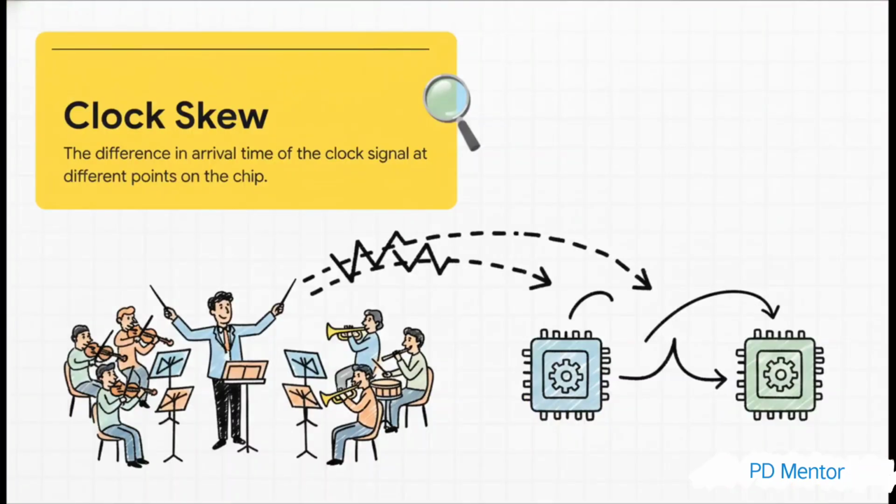So what is it, exactly? Simply put, clock skew is just the difference in when that tick of the clock actually arrives at different parts of the chip. And if we go back to our orchestra analogy, if the violins hear the beat a split second after the drums, the whole performance just descends into noise.